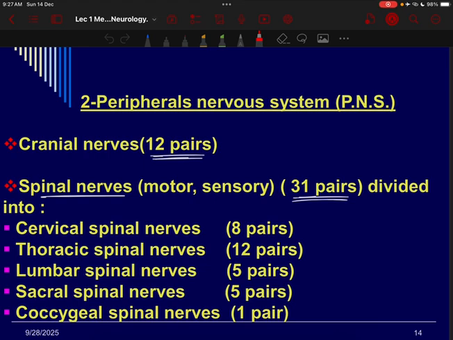Okay. We have a third system within the nervous system, which is the autonomic nervous system, ANS.